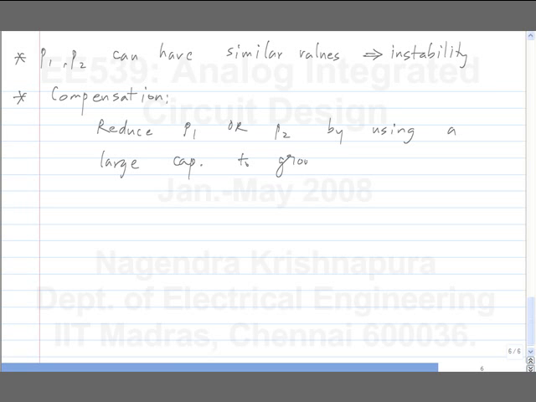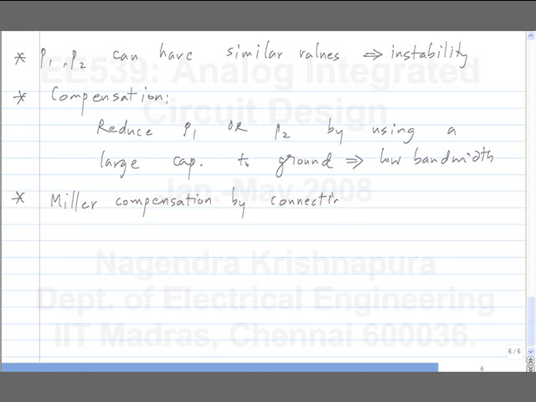So this can be done, but results in a low bandwidth. So this is known as Miller compensation. You use Miller compensation by using a capacitor across the gate and drain of M11. This gives you pole splitting.